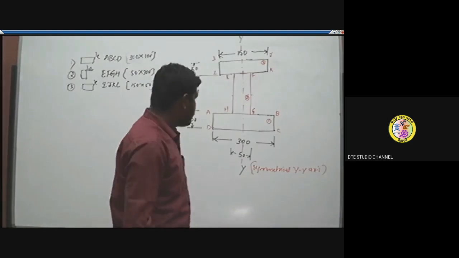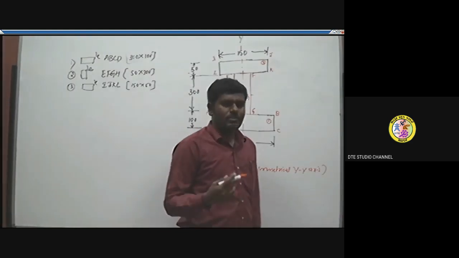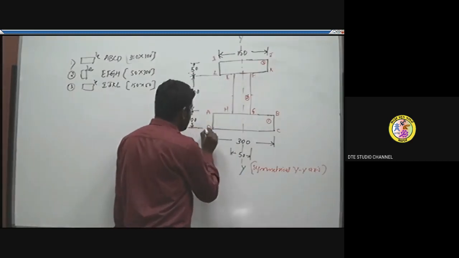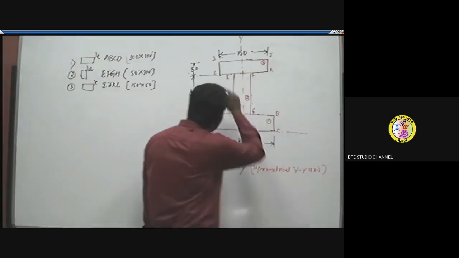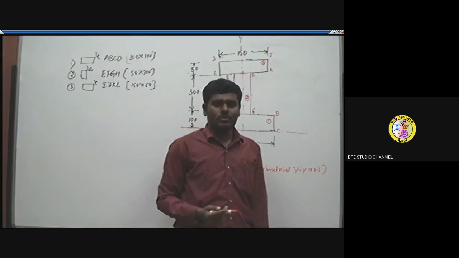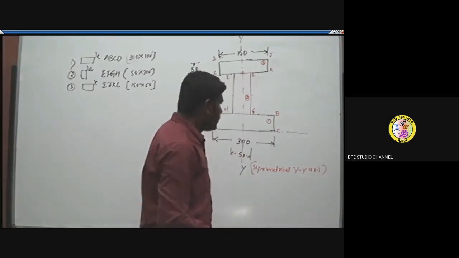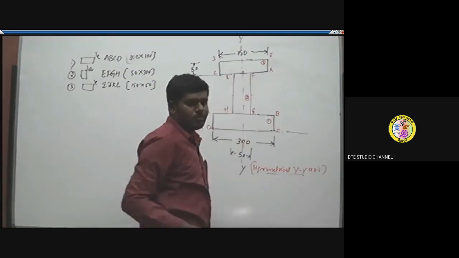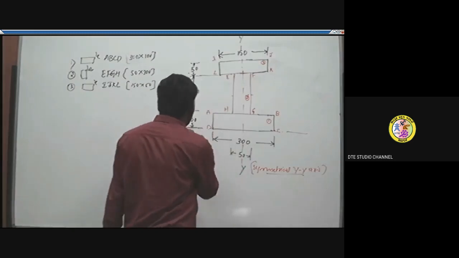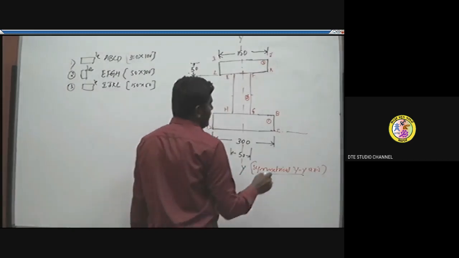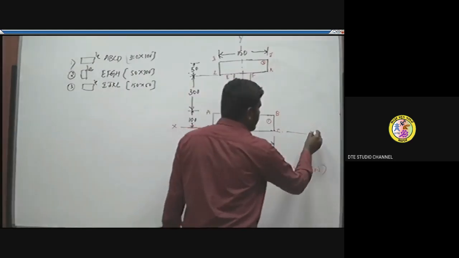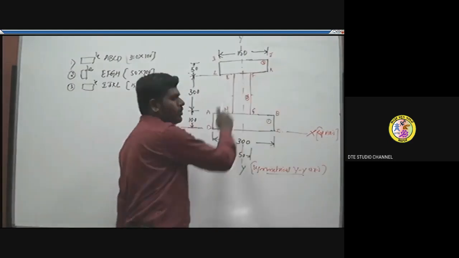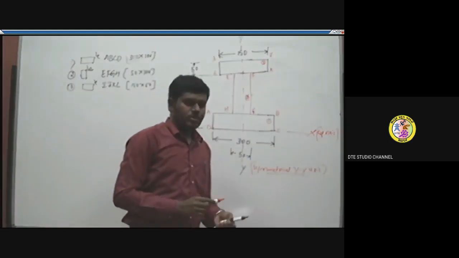We have to consider a reference axis. As we learned in the last classes, the bottommost line will be the reference axis for y coordinates, and the leftmost line will be the reference axis for x coordinates. Here we don't need any x coordinates, because it is symmetrical about the y axis and the centroid will be located on the y axis itself. So this bottom axis, I'll call XX, is the reference axis for finding the y coordinate, that is, for locating the centroid of this I section.